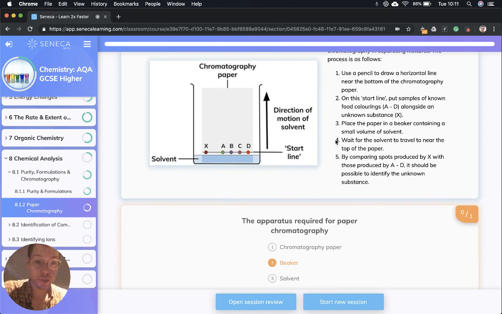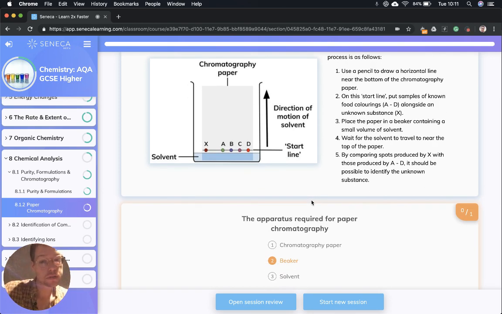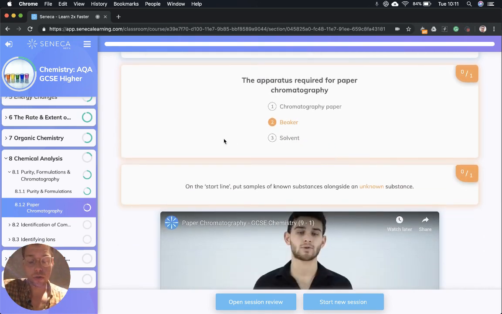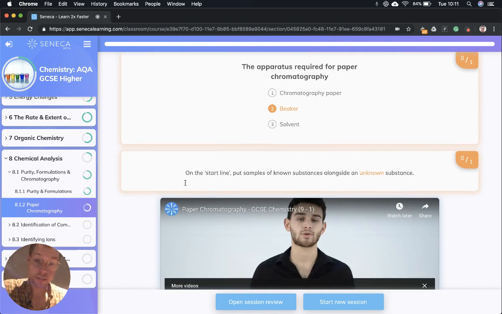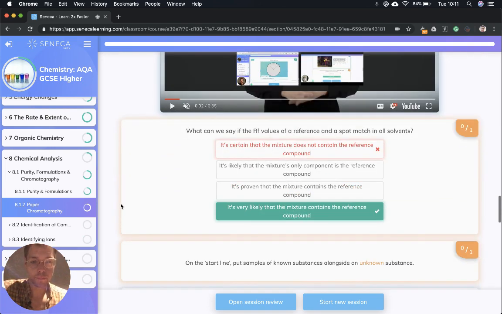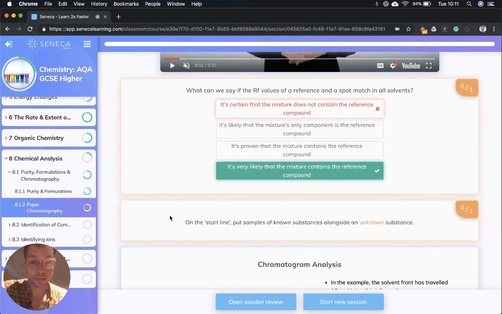And by comparing spots produced by X and those produced by A to D, it should be possible to identify the unknown substance, okay? So X is our unknown, and then A, B, C, and D, those are our cute little references. And then we can compare how far X travels, how far A, B, C, and D travel, and use that to identify it, okay? So, do you remember what we put on the start line? We put samples of known substances alongside an unknown substance, okay? And if the RF values of a reference and a spot match in all solvents, it's very likely that the mixture contains the reference compound, okay?